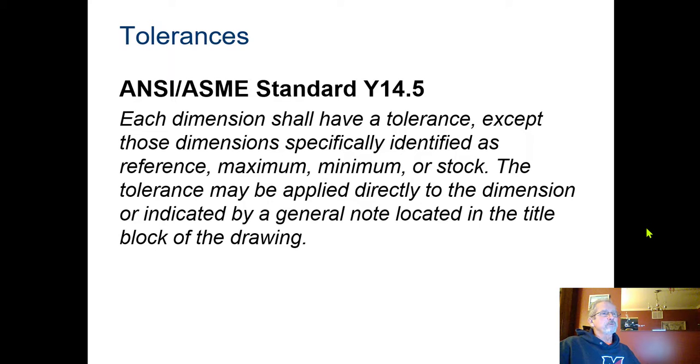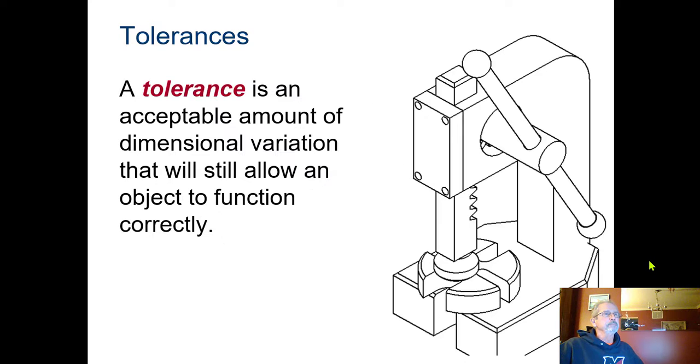Okay, so tolerances are applied directly to the dimension, or they can be a general note like we did in our puzzle project where we put plus or minus 5/1000 of an inch in the title block. Now this is an Arbor Press. An Arbor Press actually squeezes things together.